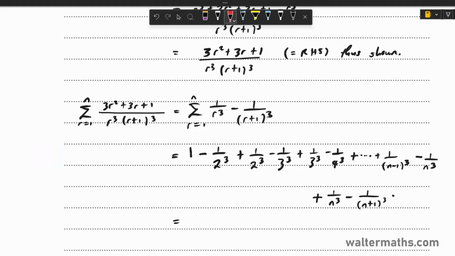So these are all the terms in the series. Now, if we add these two terms up, we get 0. These two add up to give us 0. So in the same way, this term will be eliminated, and all the terms in between, including this term here. You can also see that minus 1 over n cubed adds up to 1 over n cubed to give us 0. And what remains from this whole thing is 1 minus 1 over n plus 1 cubed. So that's what we'll be having right here. And this is the sum to n.